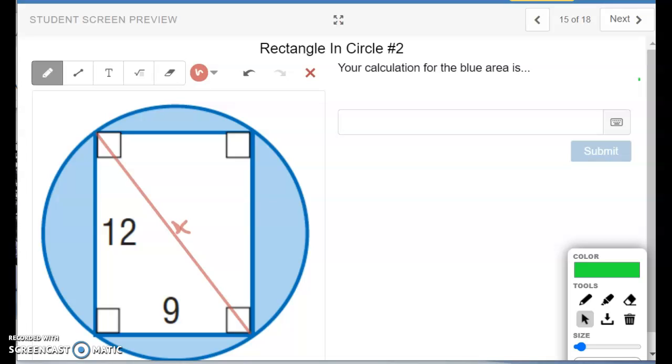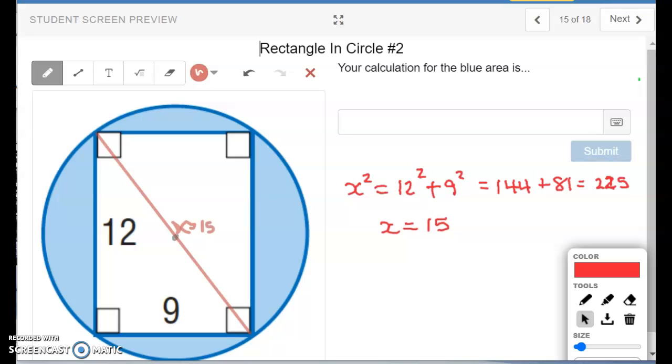So I can say that length x squared is going to be the leg squared, that's 12 squared, plus 9 squared. 12 squared is 144, plus 9 squared is 81, that's 225. And so x squared is 225, so take the square root of 225, and that should give me x is equal to 15. So I know that x here is equal to 15.